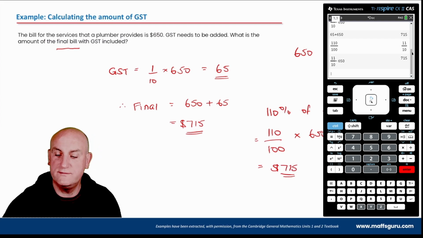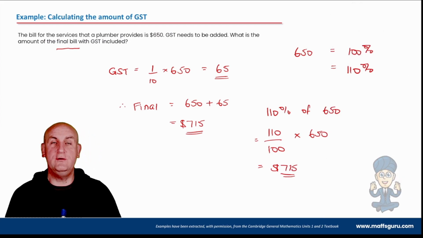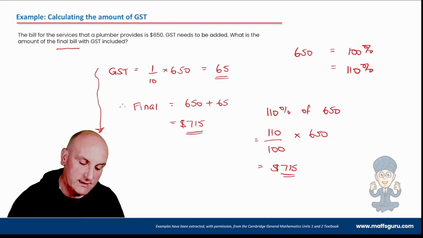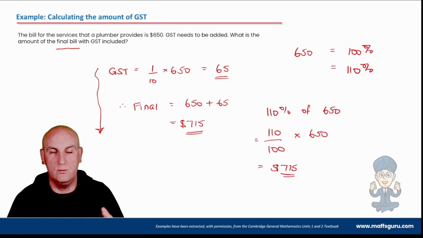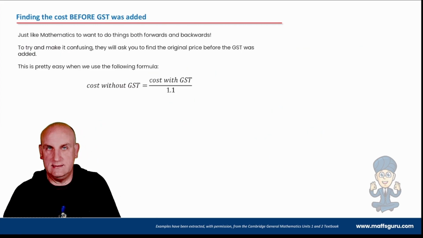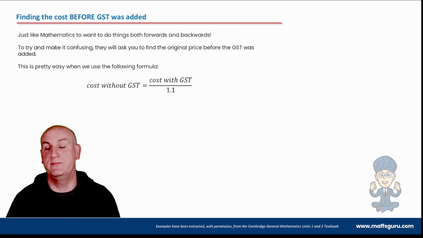So there are obviously two ways of being able to do this. Either way, doesn't matter. I tend to actually prefer to do it this way because I know I'm not going to make a mistake. Work out the GST, add it on. Now, this is where life gets tricky, and this is where your summary book comes in handy.